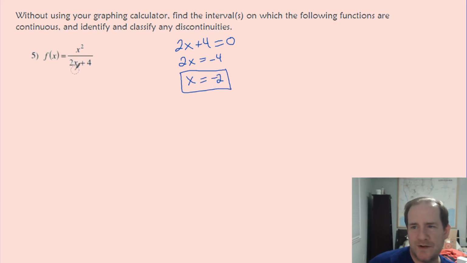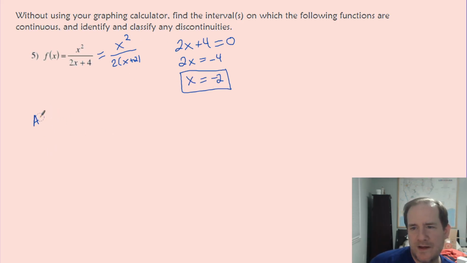Now what kind is it? Well, it definitely doesn't cancel out this time. Even if I did factor, the x squared is x squared. I could factor a 2 out of the denominator to get x plus 2, but nothing's canceling. So this is definitely going to be an infinite discontinuity.